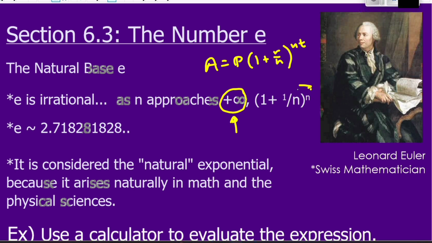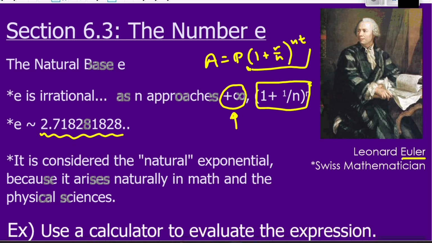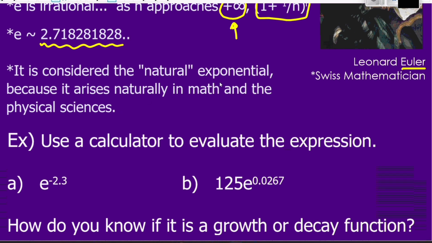And that's this section right here. If you look at that, that is actually going to be the number e, which happens to be 2.7182 and so on. This is Euler's number. The way you pronounce this is Euler. He's an old mathematician. It's considered to be a natural exponent because it arises naturally in math and physical sciences. As that number approaches infinity, there are things that happen that way.